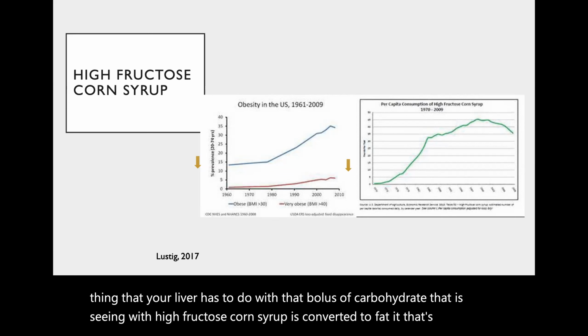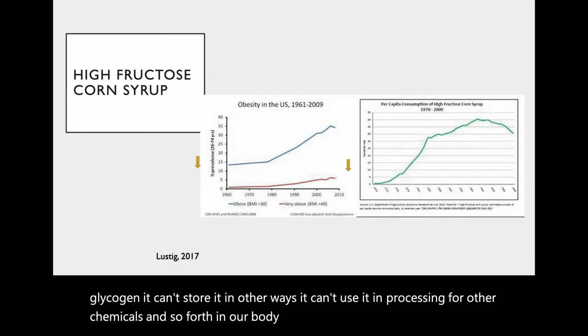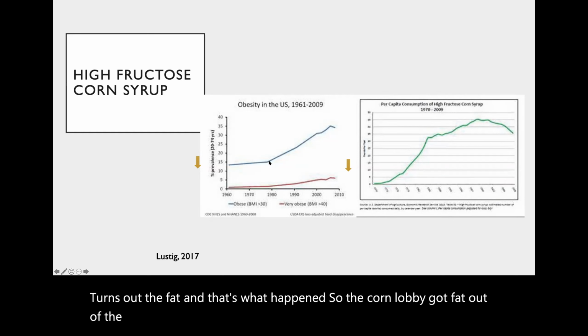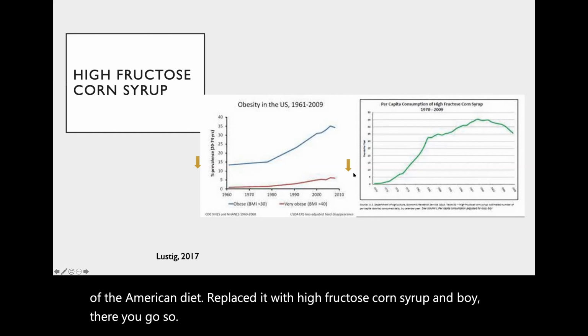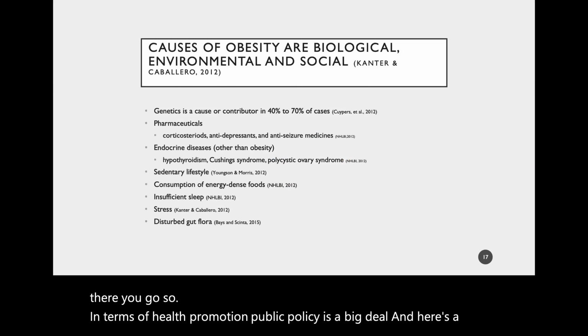It can't make it into glycogen. It can't store it in other ways. It can't use it in processing for other chemicals and so forth in our body. So it just turns it to fat. And that's what happened. So the corn lobby got fat out of the American diet, replaced it with high fructose corn syrup, and boy, there you go. So in terms of health promotion, public policy is a big deal. And here's a really sad example.